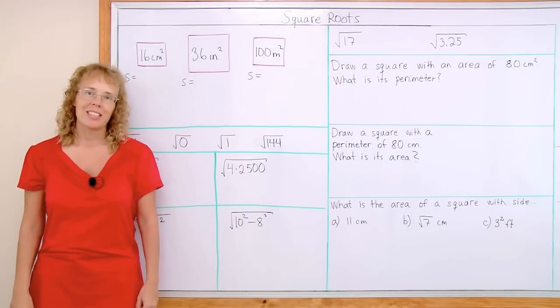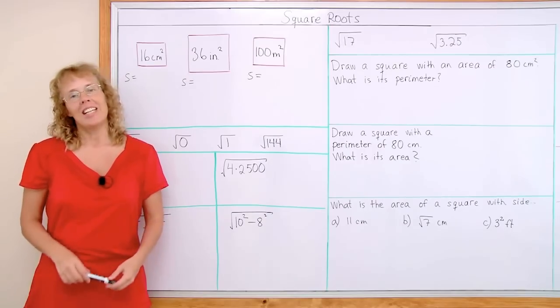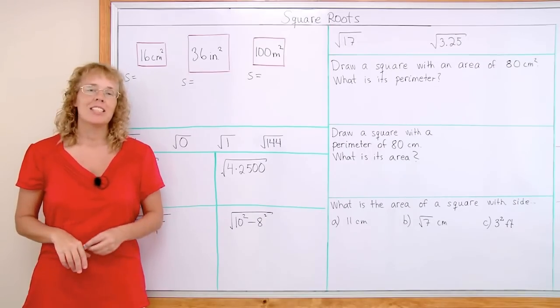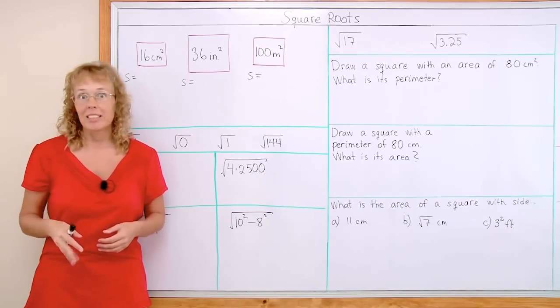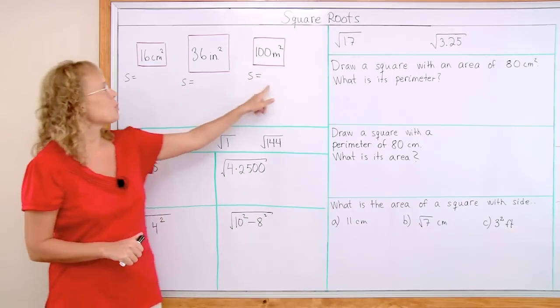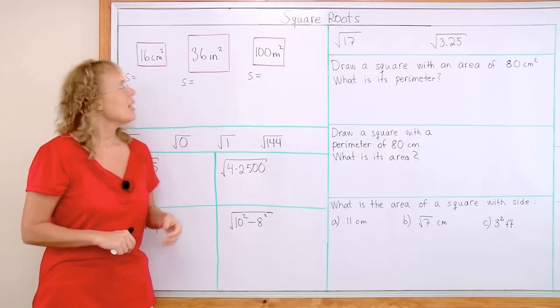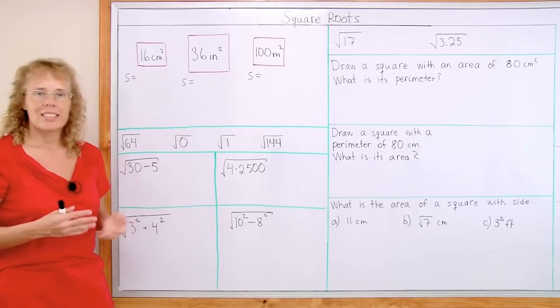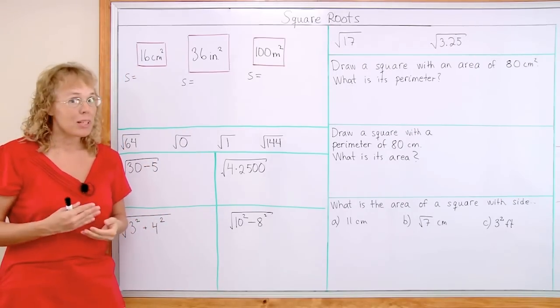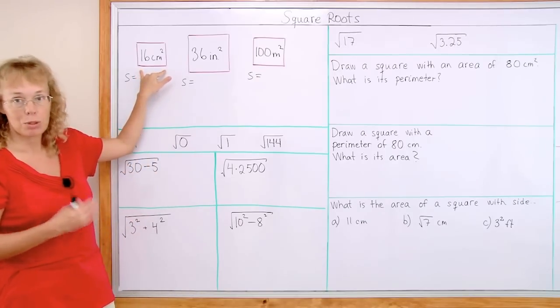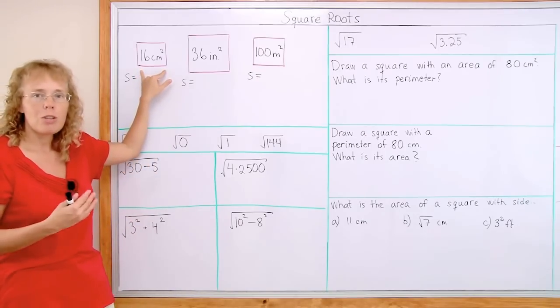In this lesson we're going to study square roots. And like the name tells us, square roots have to do with squares. So I drew here a few, and inside each square is its area. If the area of the square is 16 square centimeters, what might be its side length? What would it be? You should know, right?